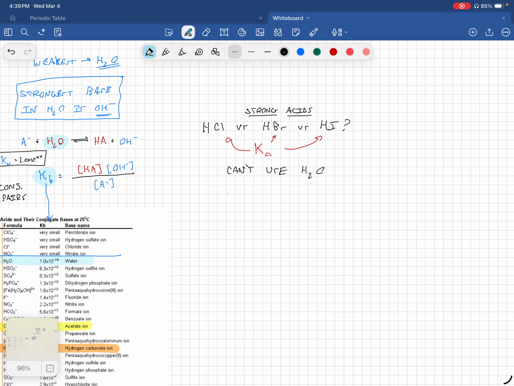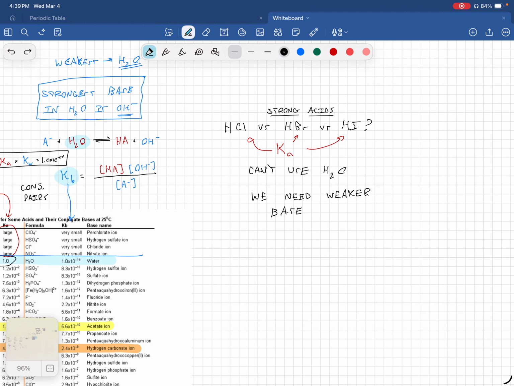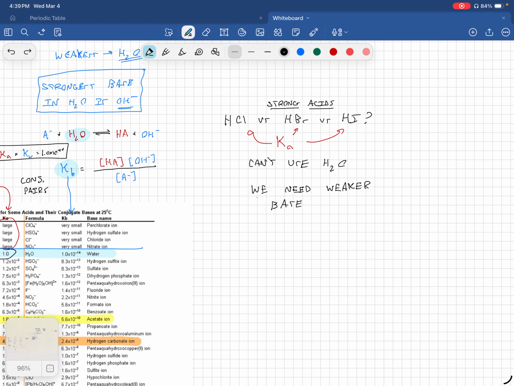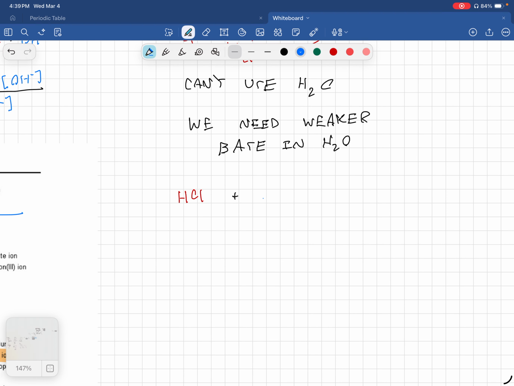So what do we need? We need a weaker base than water in solution. And so what would be a good weak base? So let's write HCl as the acid here. So what would be a good weak base?